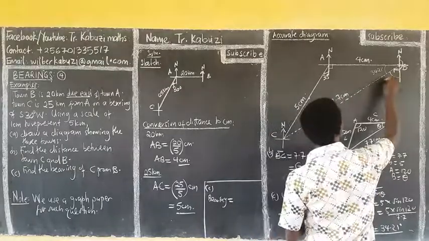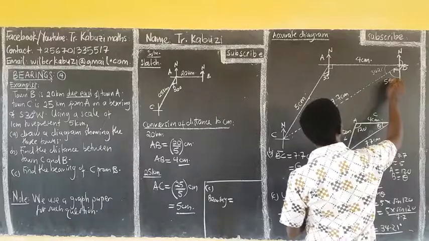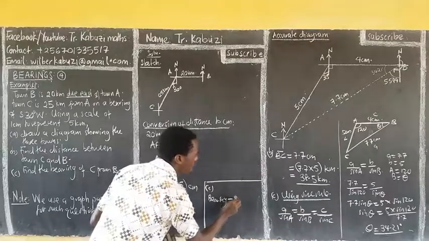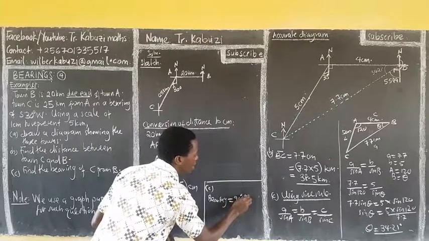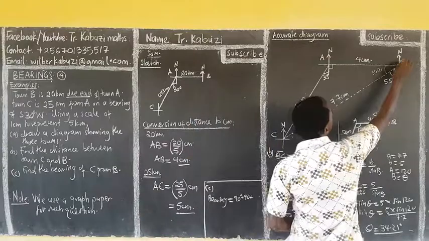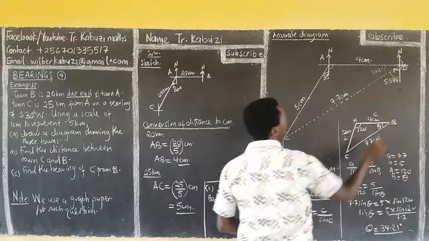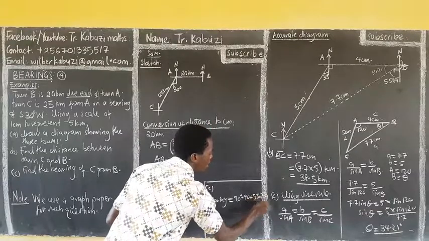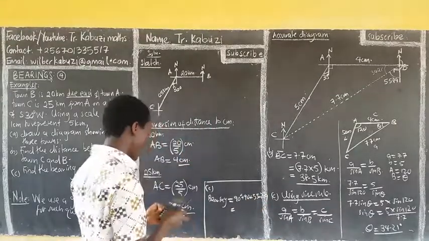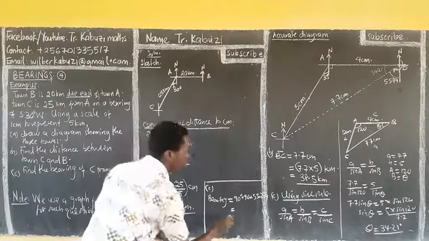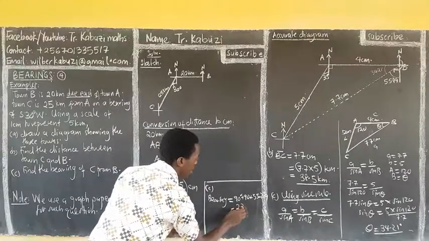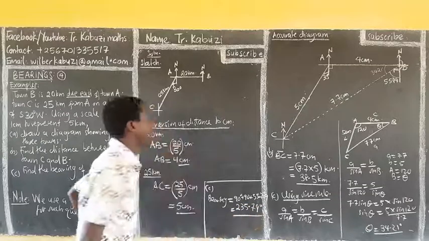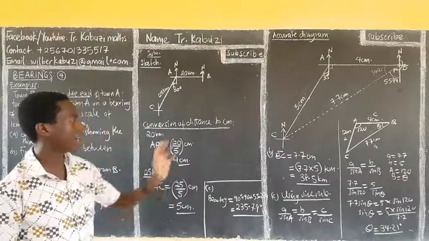So this one is going to be 55.79. So now the bearing is going to be 90 plus 90, then plus this way we get the 90 from here, then the 90, then this angle here, which is 55.79. So that will give us 235.79 degrees. So members, that's how we handle that question.